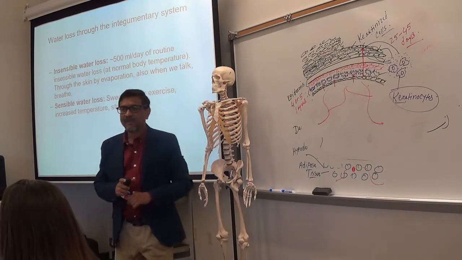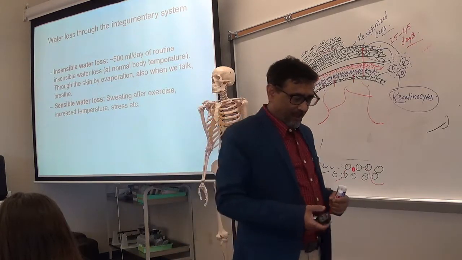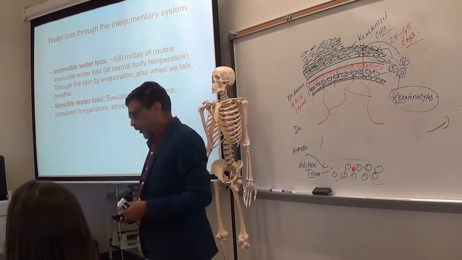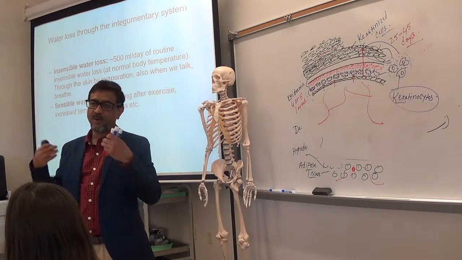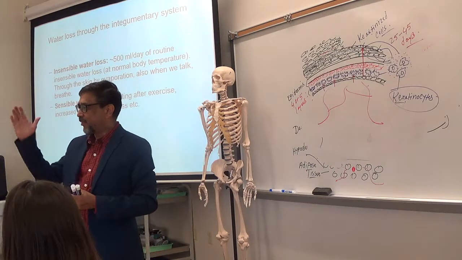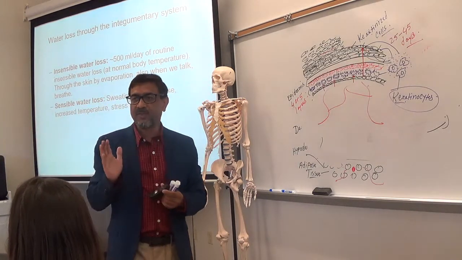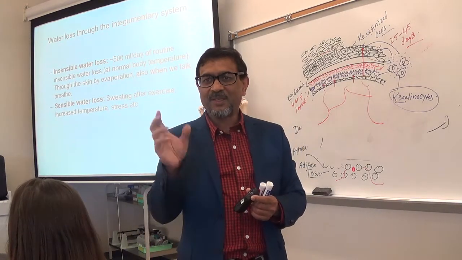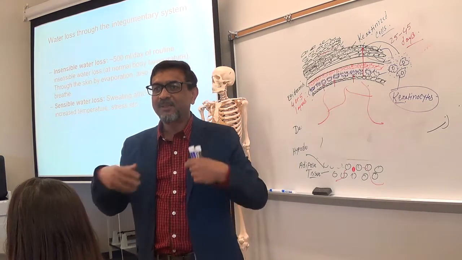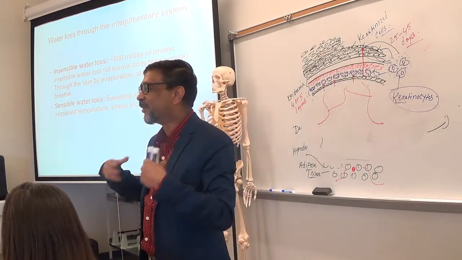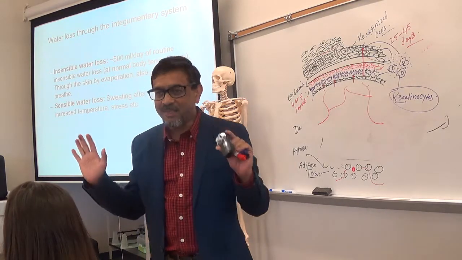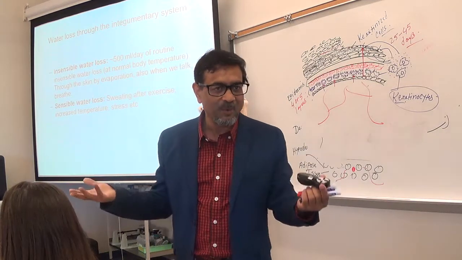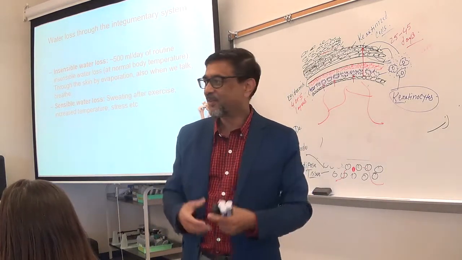Water loss through the skin. So we lose water from the body in different ways. We divide them into two types of water loss: sensible and insensible water loss. Make sense? Sensible means you can feel or see that water is leaving. Is it clear? Insensible is what you don't see. The name is telling you, right? Sensible, you can feel or sense or see.